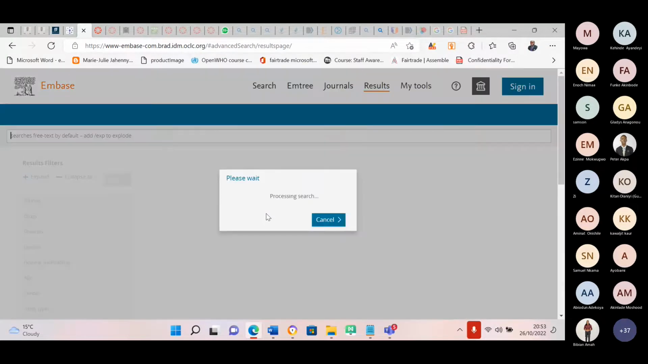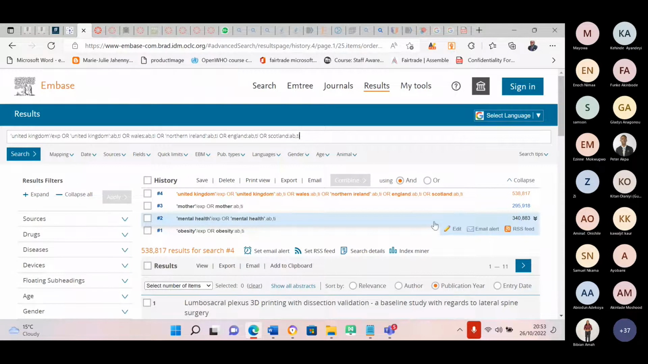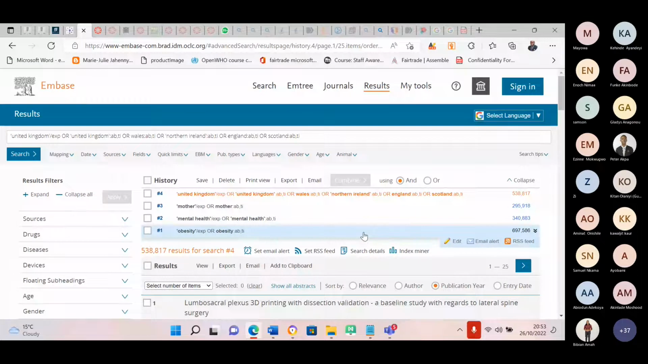So now I've used OR to expand my search. Now I need to combine all of them. So wait, one more thing. Let's say I'm looking at risk factors. Okay. Risk factors of mental health. Maybe that was my topic.